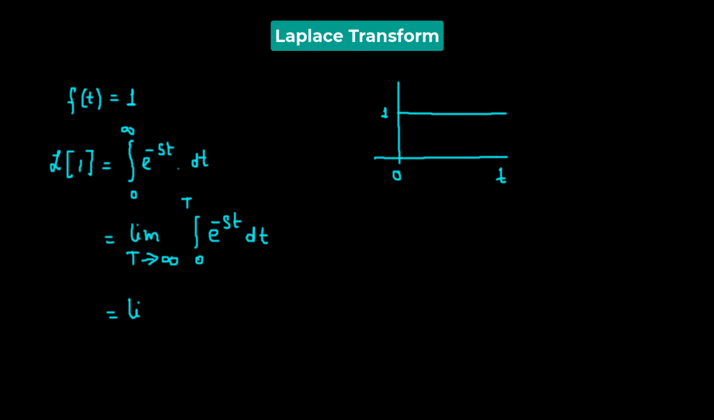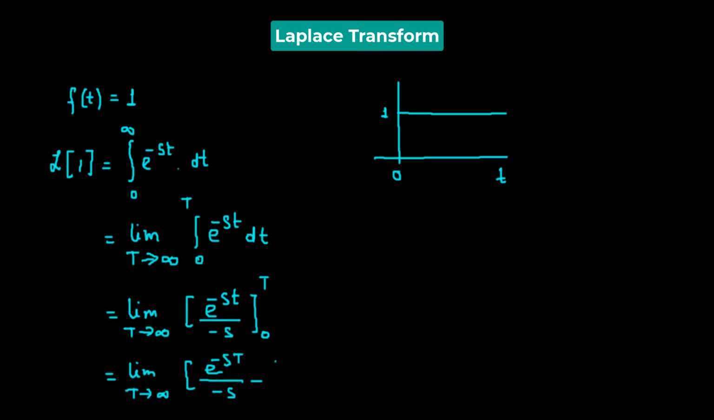Solving for the integral, we have the limit as t goes to infinity. The integral of e raised to the power of negative st is e raised to the power of negative st divided by negative s, with the limits going from 0 to t. So we substitute the value of the limits. We have e raised to the power of negative st divided by negative s minus e raised to the power of negative s times 0. So that will be simply 1 divided by negative s.